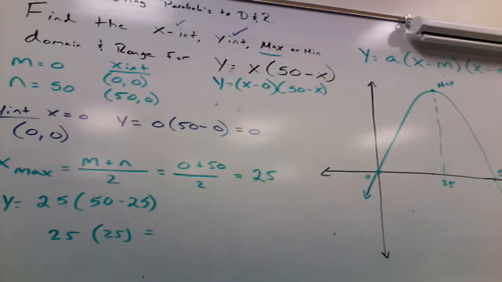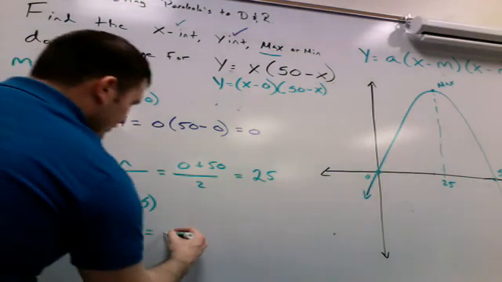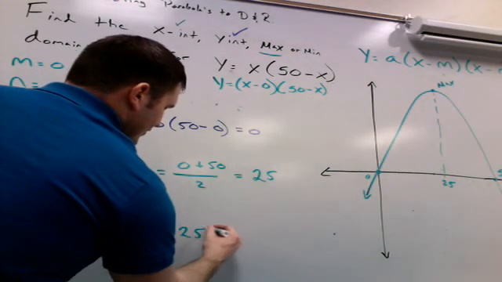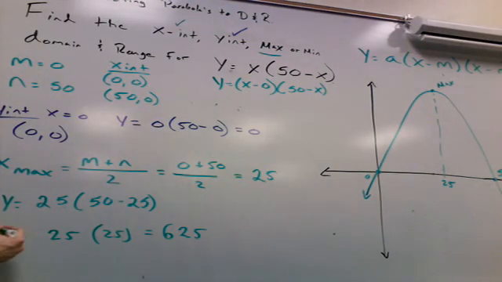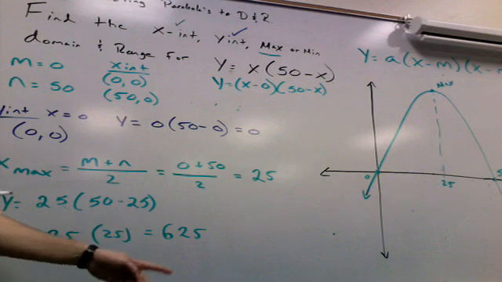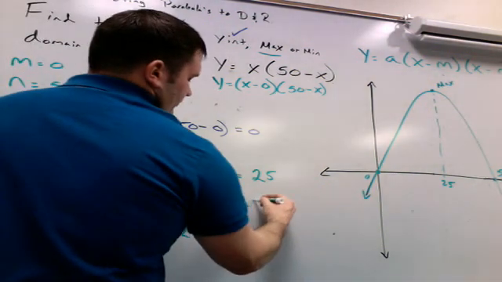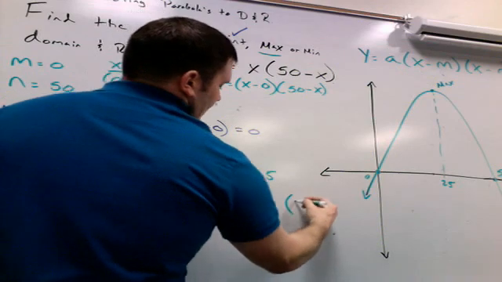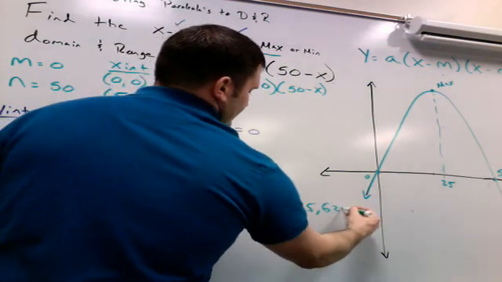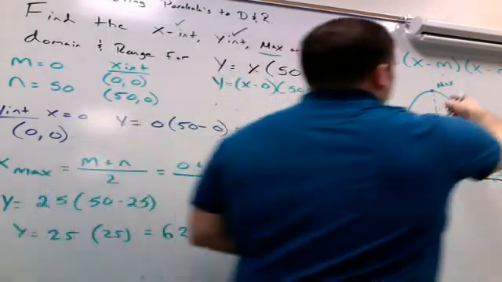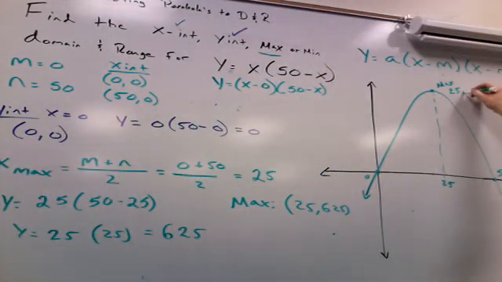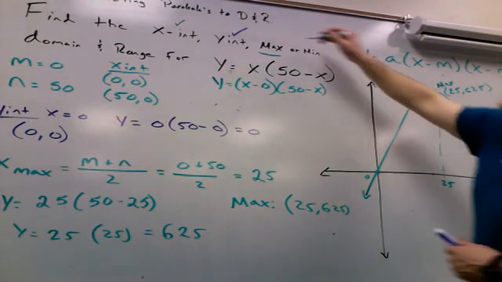25 times 25 is 625. Bigger than you thought, right? Okay. So that means the y coordinate of our max is what? 625 and 25. So our maximum occurs at 25, 625. So this point right here is 25, 625. Okay. So now we found our max.